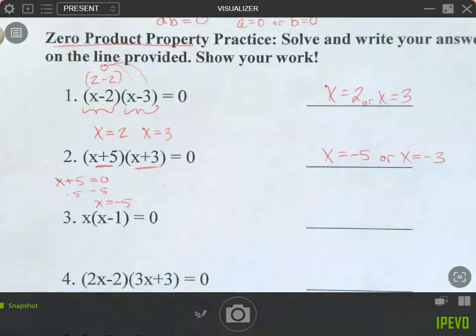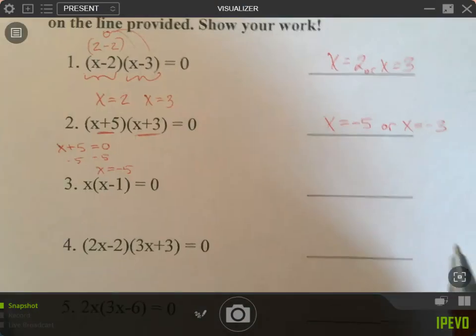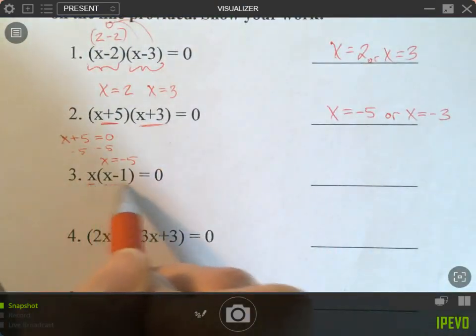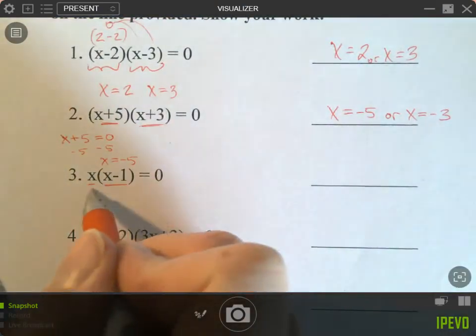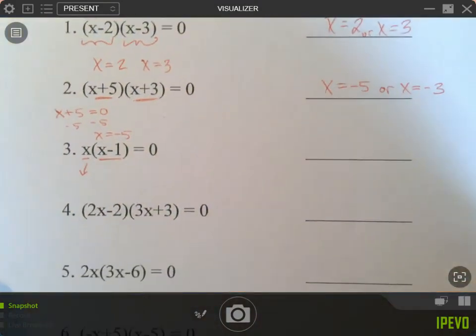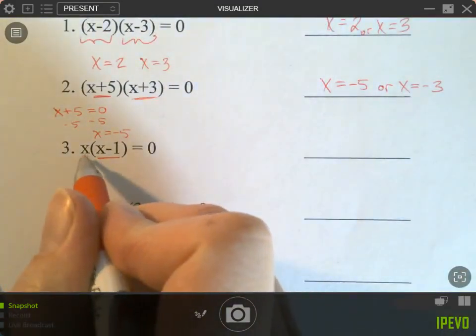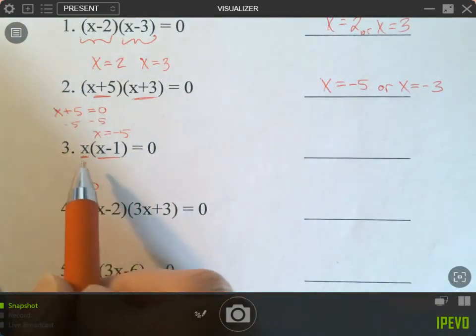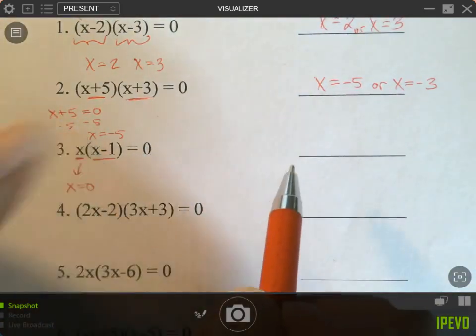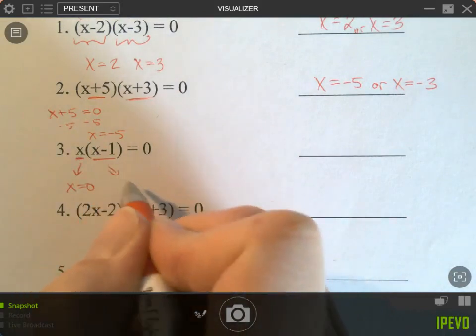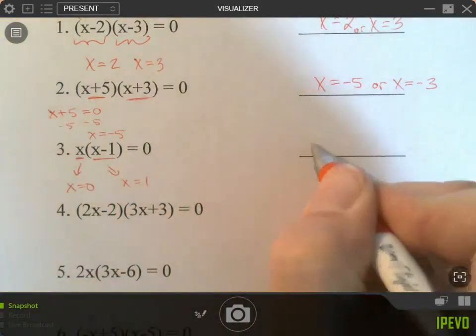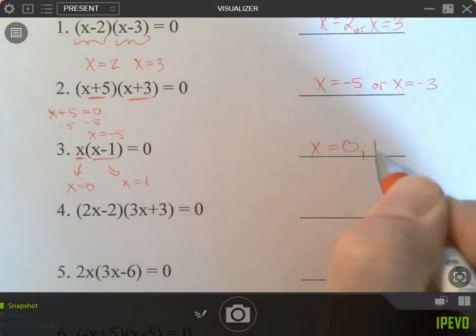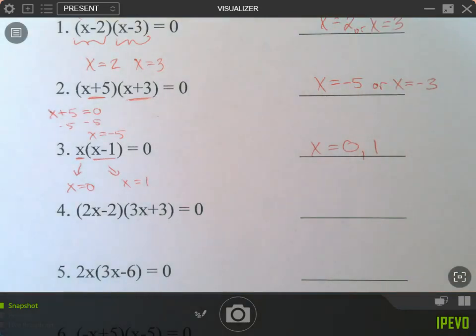Okay, and what's different about the third one here? In this one, you just have an x and you have an x minus 1. So what could make this 0? This part right here, if x was 0. Because if I replace this x with 0, it wipes it all out. What would make this 0? If x is 1. So you could even write it like this: x equals 0, 1.